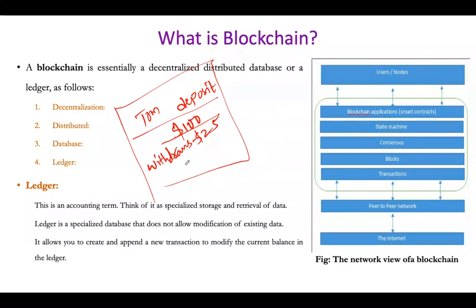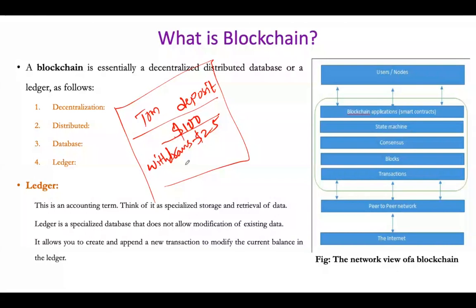So it means a ledger is a specialized database that does not allow modifications of existing data. It allows you to create and append a new transaction to modify the current balance in the ledger. So the blockchain is a database that has the same characteristics of a ledger. It allows newer transactions to be stored in an append only pattern without any scope to modify past transactions.